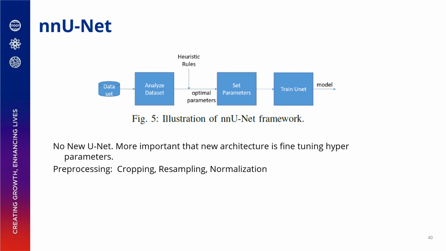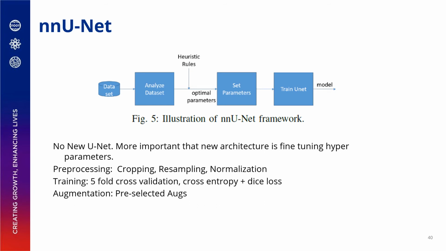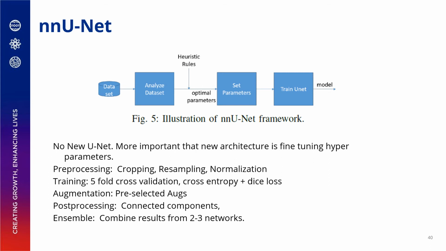They pre-process the data by cropping, resampling, and normalization. For training, they use five-fold cross-validation, and the loss was cross entropy plus the dice loss that we've looked at before. They use some pre-selected augmentations. They even explored what augmentations work for the given data set, what are the best augmentations for them, rather than just using off-the-shelf augmentations.